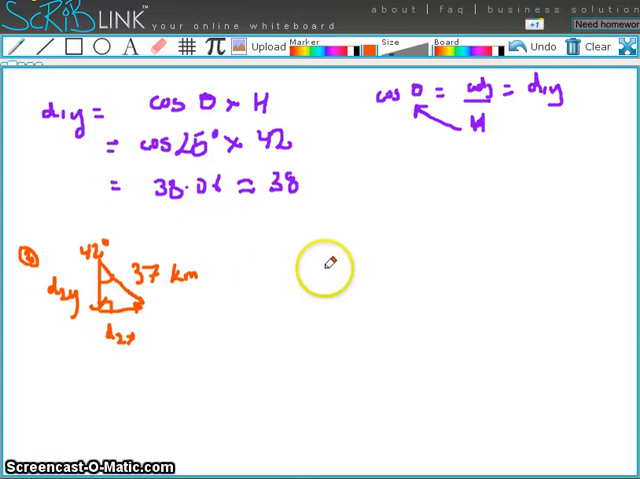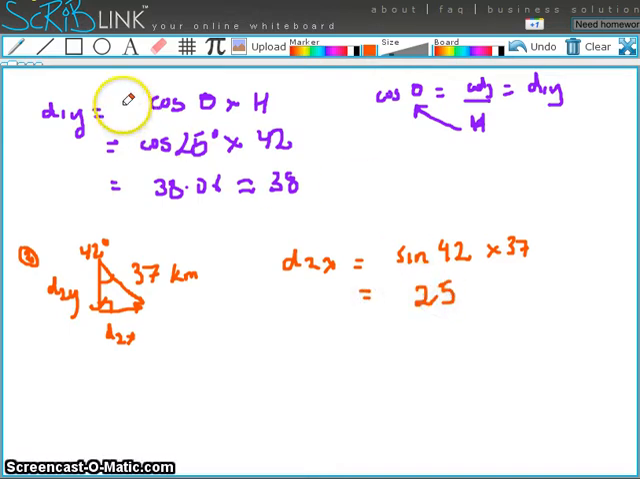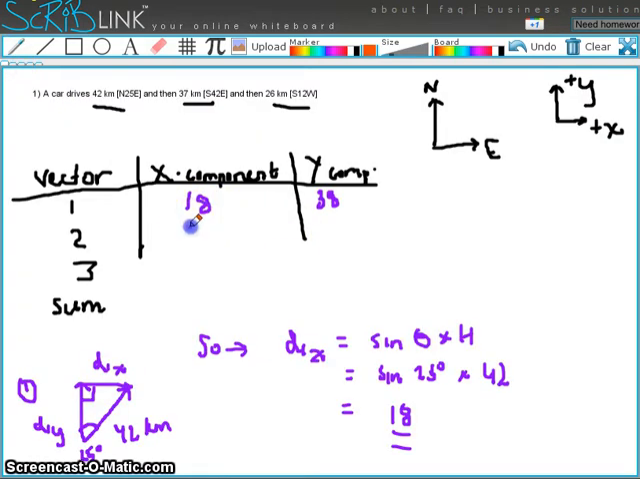So starting with your d2x, very simple relationship. It should be sine 42 times 37, so very similar to before. And let's get about 25. So again, plug that into your calculator. Go back to your table before you forget. So 25 right here.